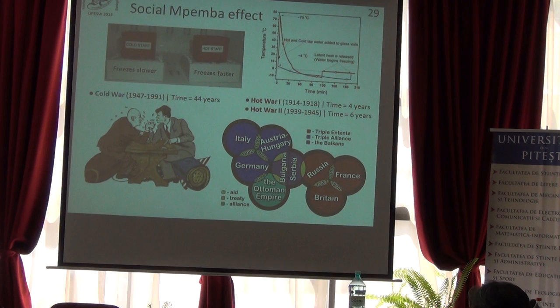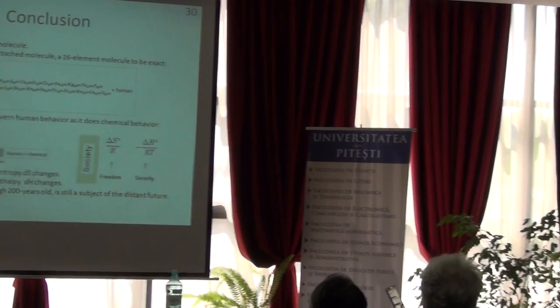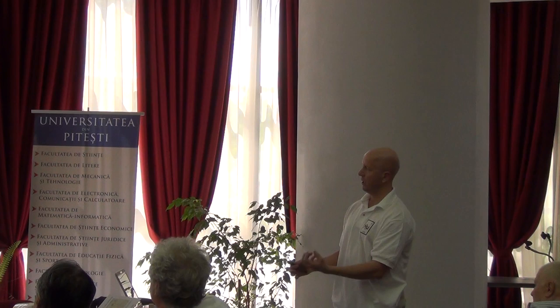So here's the conclusion. Don't be a toolist, don't use quick tools, don't just go to your physics book and pick out a random equation, because people are going to make jokes about you. There's a certain structure to science. You have to figure out what the structure is. First, the first and second laws are the basis of the structure, and then you go from there.